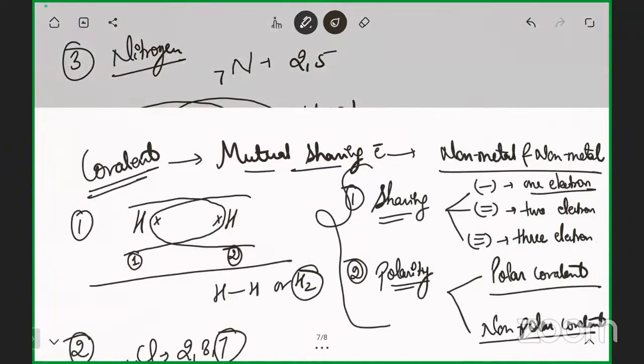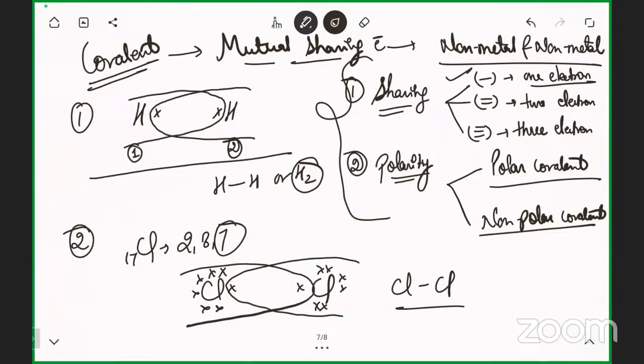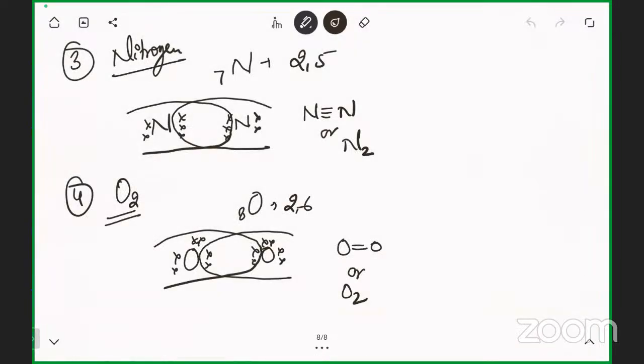So the main thing is, see, single covalent, double covalent, triple covalent, they can easily be classified on the basis of the number of electrons shared. And the number of electrons shared between the two atoms is known as its covalency. Okay.